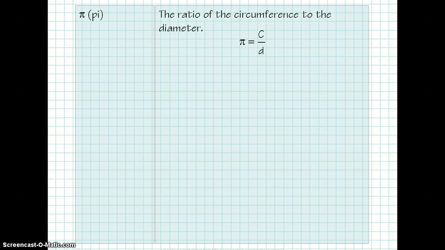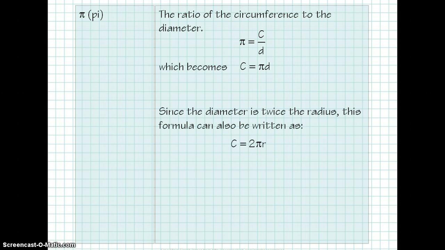Now pi, again, we've talked about pi for a while, but the formal definition of it is the ratio of the circumference to the diameter. What we can do with that is multiply both sides by the diameter and switch things around a little bit, and we get the circumference is equal to pi times the diameter. And since we know that the diameter is 2 times the radius, we can write this as 2 pi r as another option for a formula.